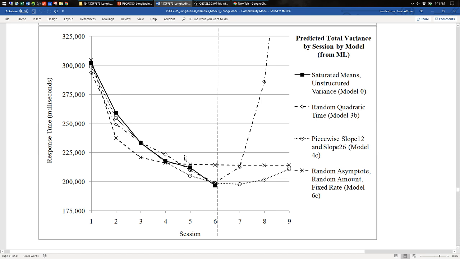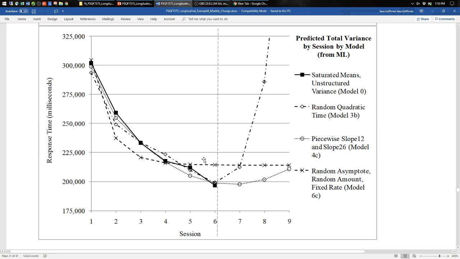Here is what each model predicts the variance to be at each occasion, where the right answer is the solid black line. So that's from the unstructured model. Random quadratic predicts the variance goes crazy. Piecewise slopes predicts it to be quadratic because each piece is linear. And my model here predicts that eventually the variance becomes constant. Does that look weird or does that make sense? Makes sense, right? Because everybody's done changing. They're at asymptote. So yeah, eventually the variance goes back to constant.